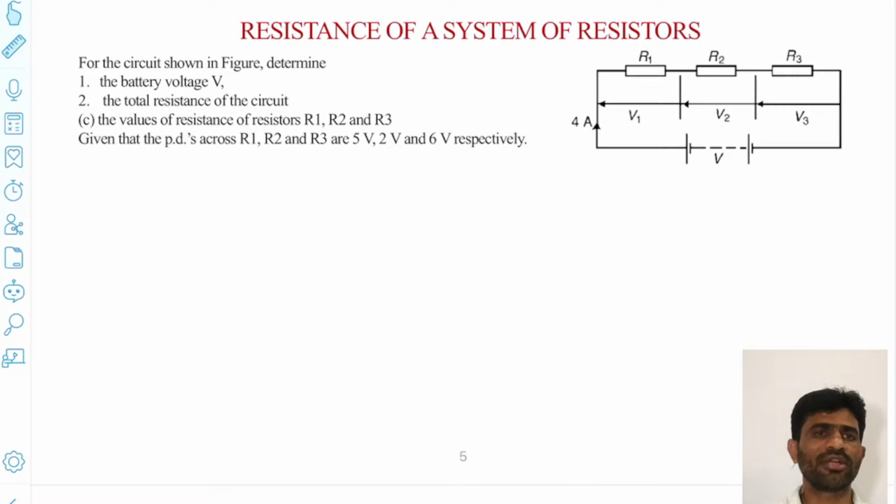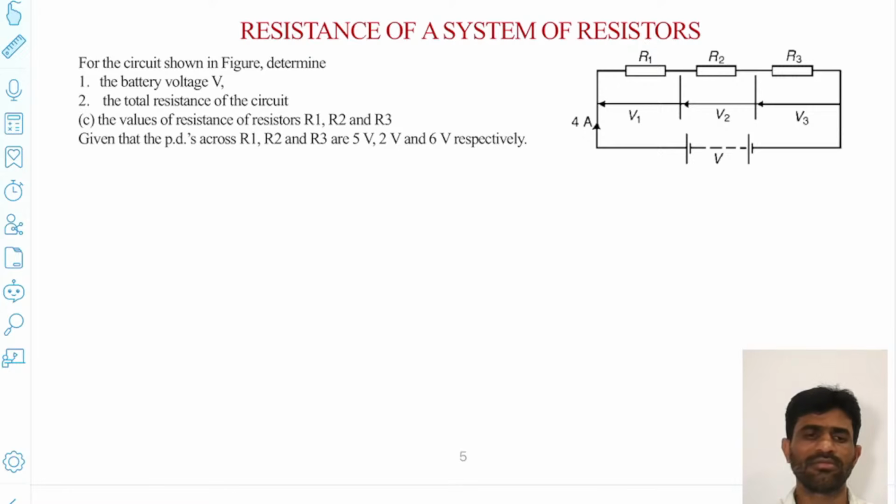See, read the question completely. At last it is given that the potential difference across R1 is 5 volts. Potential difference across R2 is 2 volts. Potential difference across R3 is 6 volts. So we have to find out the battery voltage, the total voltage. Do you know what to do here?